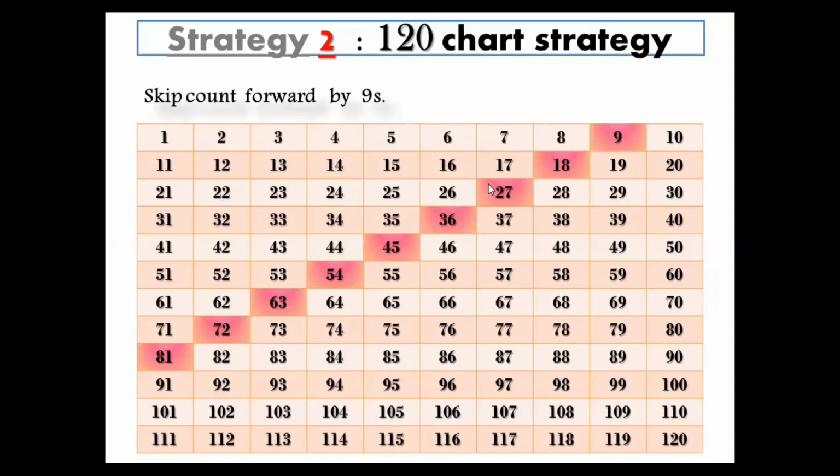Do you notice anything here? Yes, we notice that this diagonal pattern represents multiples of 9. So all these numbers in the diagonal pattern represent the multiples of 9.